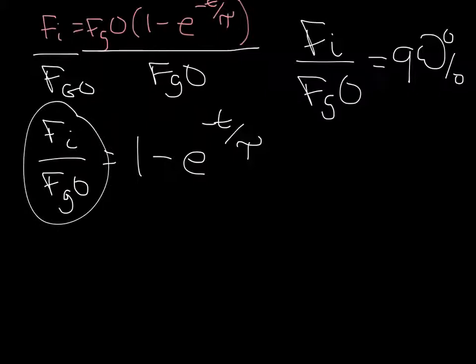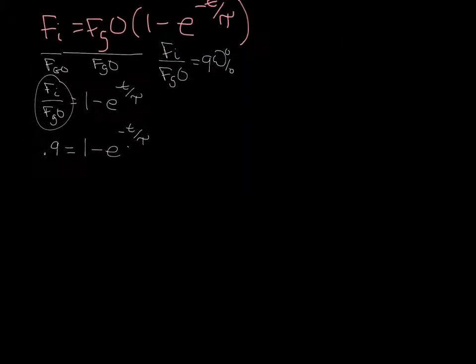So let's do that. So now we have 0.9 is equal to 1 minus e to the negative t over your time constant. I just wanted to shrink that down quick to make some more room to work. So now we need to get our exponential function here all by itself. How do we do that? We subtract 1 from both sides, minus 1, and that leaves us with negative 0.1 is equal to negative e to the negative t over your time constant.